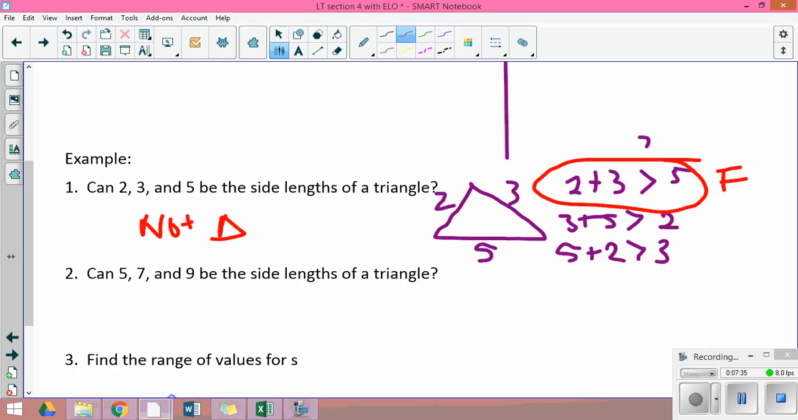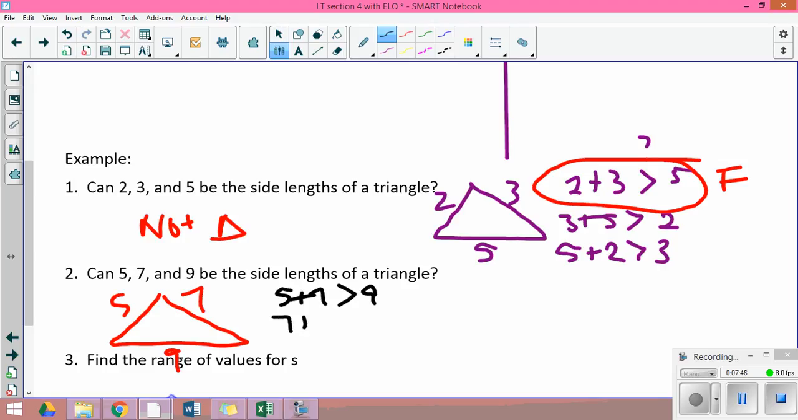It's equal, not greater. So you run through the next, 5, 7, and 9. So 5 plus 7, is that greater than 9? True. 7 plus 9, is that greater than 5? Yes. 9 plus 5, is that greater than 7? Yes. Therefore, it does make a triangle.